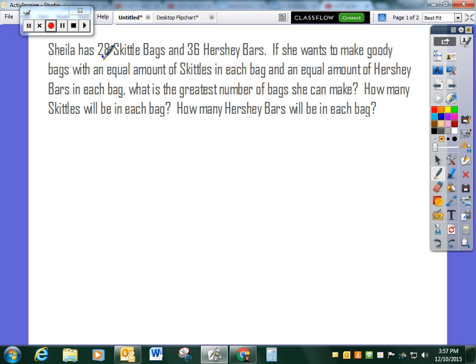Sheila has 28 Skittle bags and 36 Hershey bars. If she wants to make goodie bags with an equal amount of Skittles in each bag and an equal amount of Hershey bars in each bag, what is the greatest number of bags she can make? How many Skittles will be in each bag? How many Hershey bars will be in each bag?